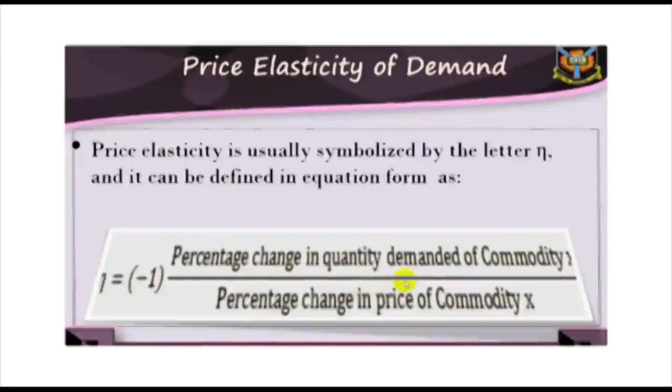The formula can be simplified as new demand minus initial demand over initial demand, divided by new price minus initial price divided by initial price. That is, change in quantity demanded over initial quantity demanded, divided by change in price over the initial price, which will therefore give us change in Q divided by change in P times P divided by Q.